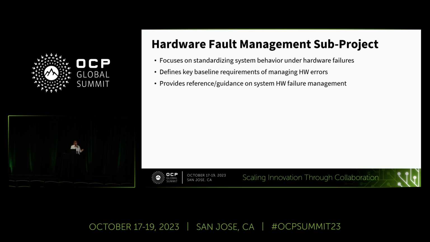Now I'm going to get into a couple of sub-projects, followed by which I'll hand it to Jeff, who will cover other sub-projects and workstreams. So let's start with the hardware fault management sub-project. We have this sub-project led by a number of people. The idea behind this sub-project is to focus on standardizing behavior for hardware failures, and then define a key set of requirements. How do you manage these errors? And then also the reference guidance and the API part for that hardware fault management. So that's what this sub-project is focused on.